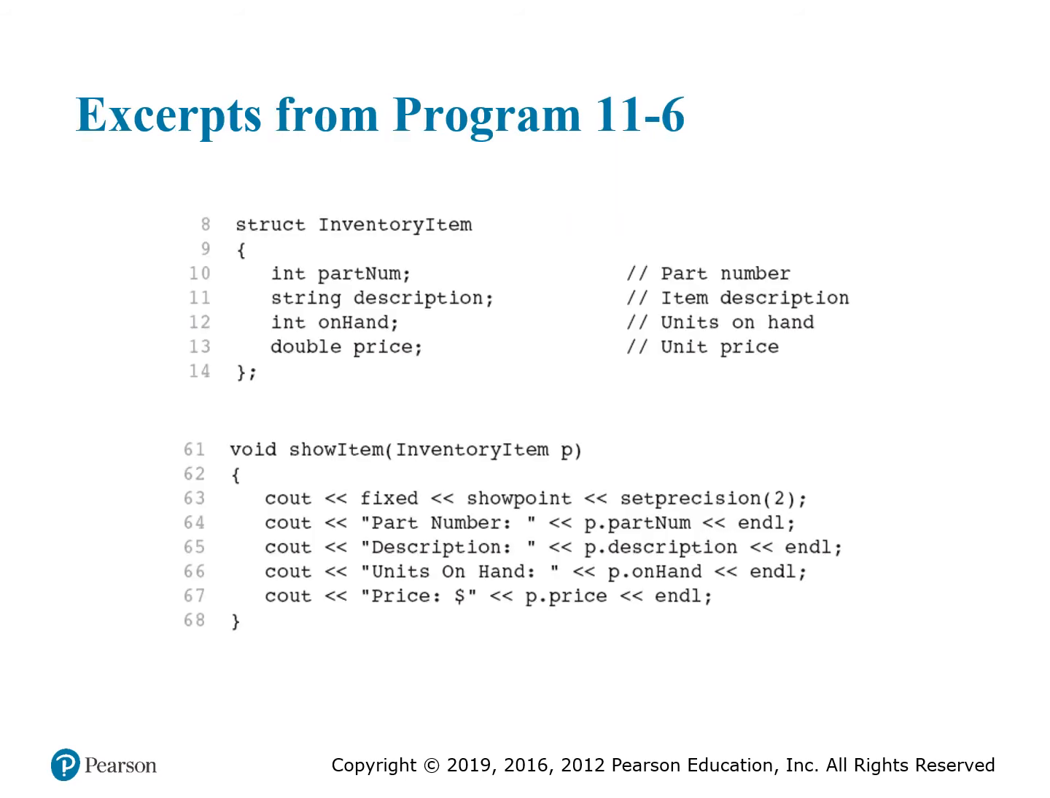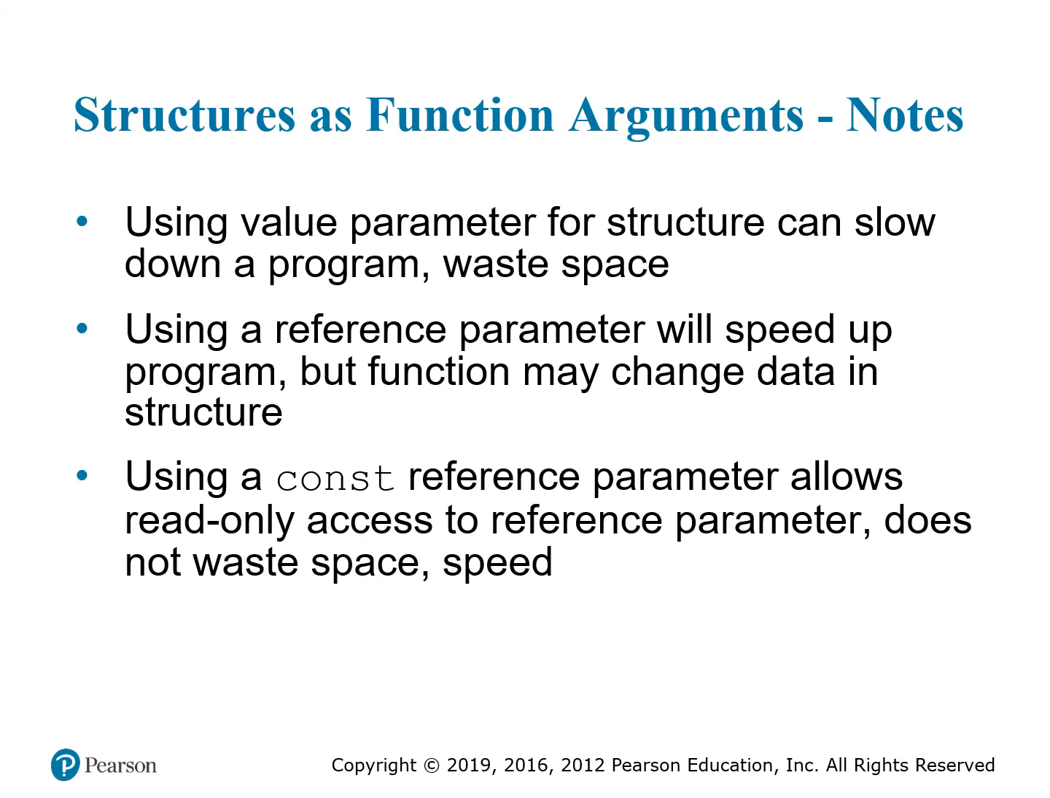Okay, so here this person has created a show item function that couts the part number, the description, the units, and the price as 4 lines in a row. That would help you when you're writing a program not have to remember all of that stuff at once or every time.